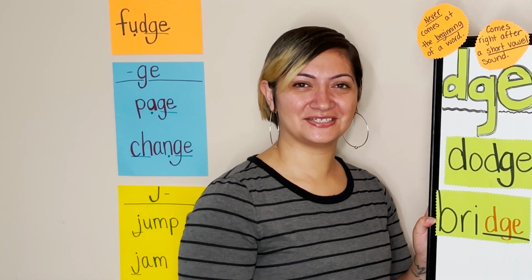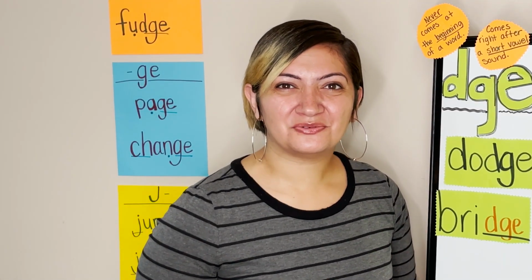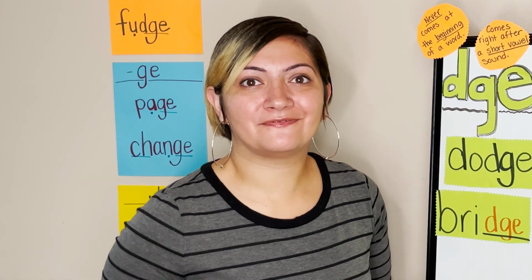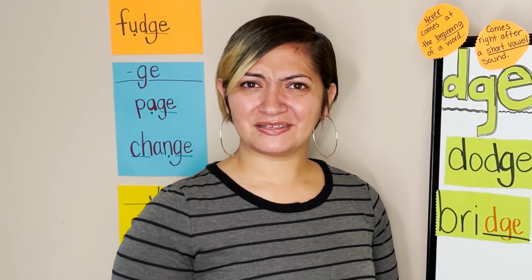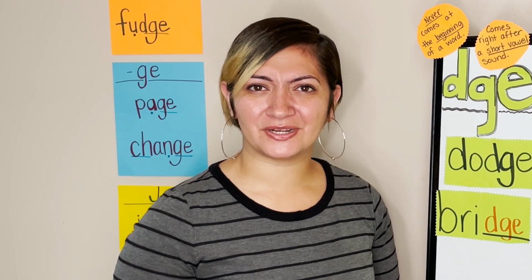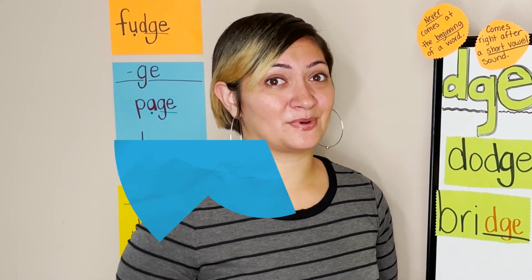Nice work, scholars. You know what you should do? You should start thinking of words that have j sounds in them and say, what spelling pattern would I use to write this word down? I bet you can come up with lots.